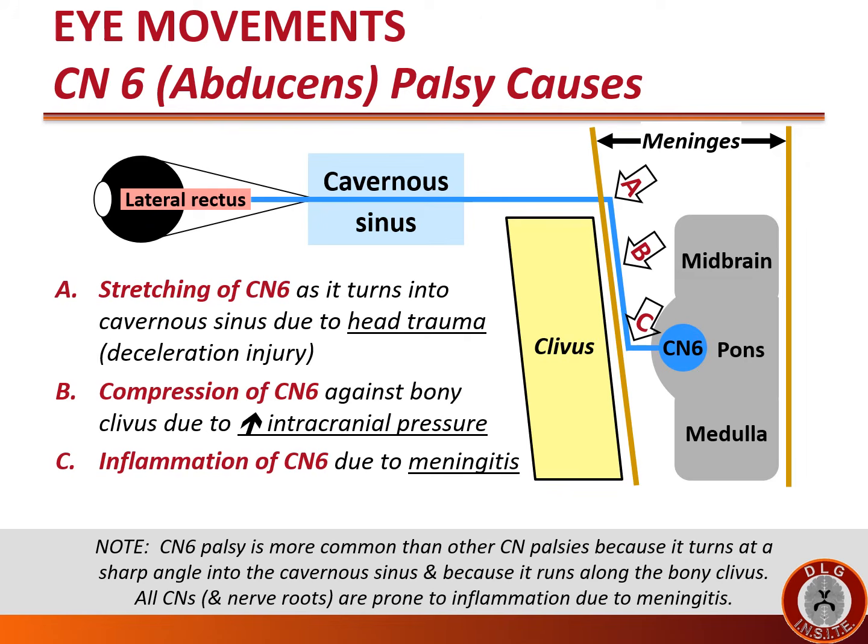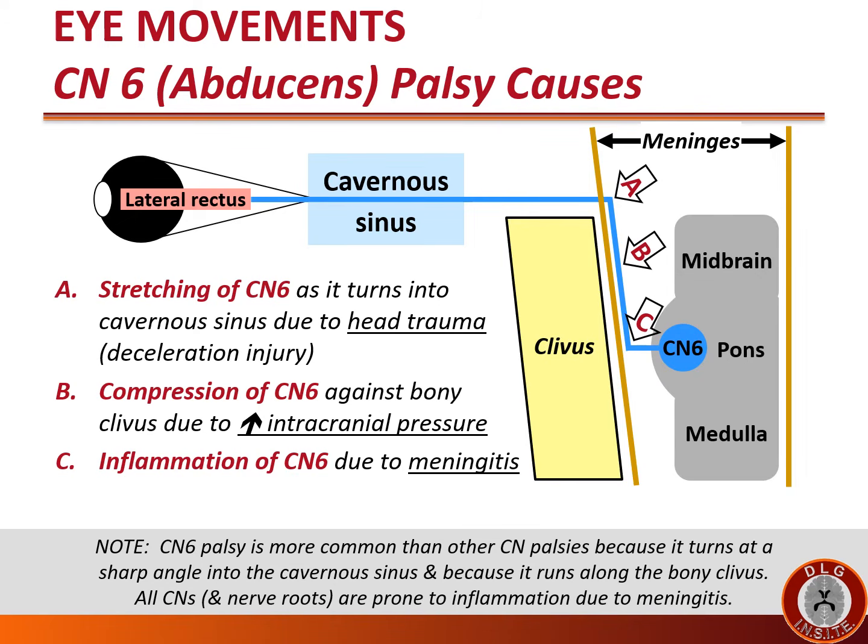Stretching of cranial nerve 6 can occur as it turns into the cavernous sinus due to head trauma. The deceleration injury, when you accelerate, decelerate, you stretch at that right angle where arrow A is and can cause 6th nerve palsy. Also, the 6th cranial nerve is the only cranial nerve that runs along a bony prominence. So it runs up the clivus, and increased intracranial pressure will compress the 6th nerve against that bony clivus, causing, again, a 6th nerve palsy.